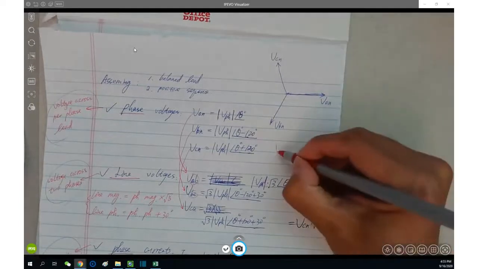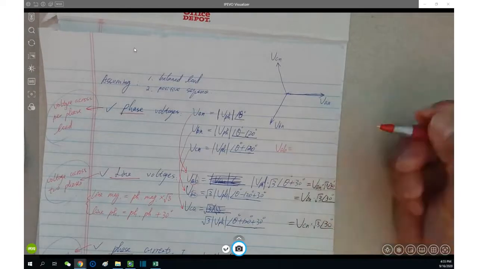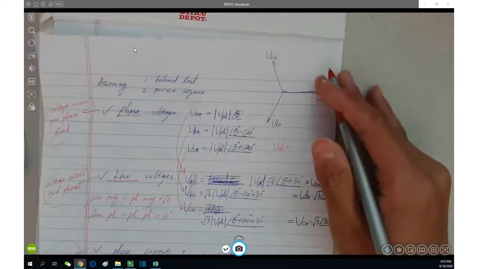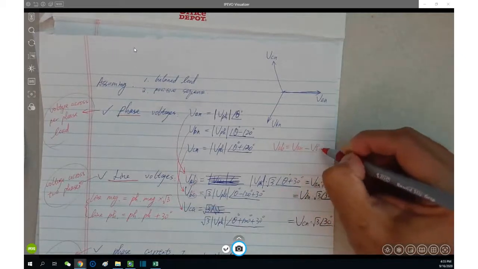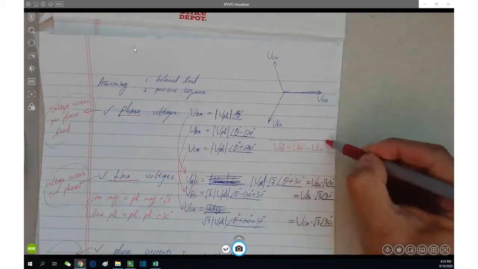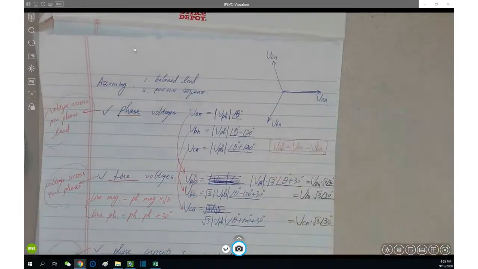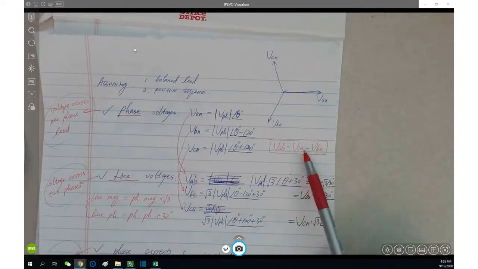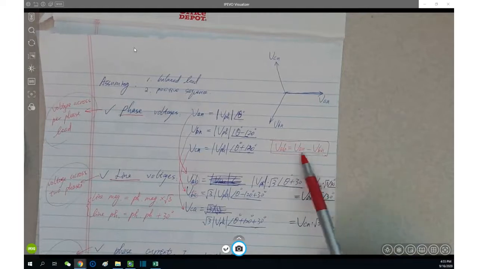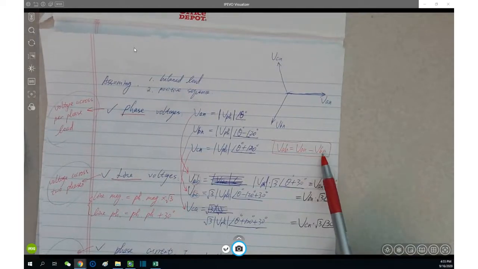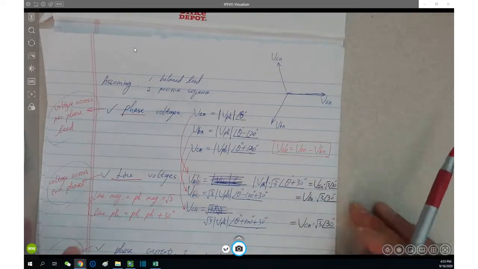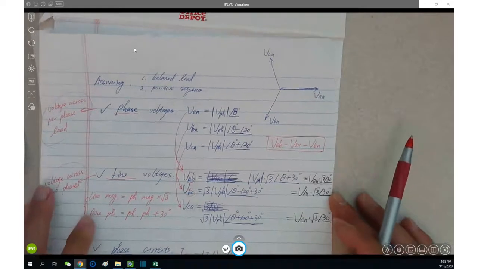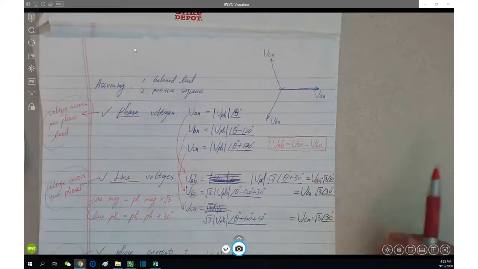In mind, you know, vector VAB, or say the phasor VAB equals what? How about VAN minus VBN? Does this make sense? Subtraction, or the difference between phase A and phase B phase voltage, is equal to the line voltage VAB. Makes sense. This is vector algebra. You guys probably learned from, I'm sure, math class.